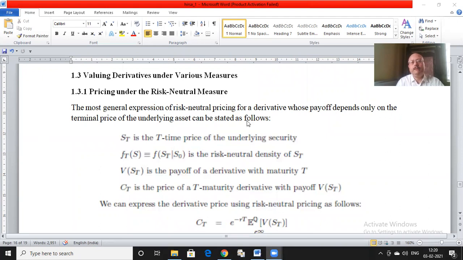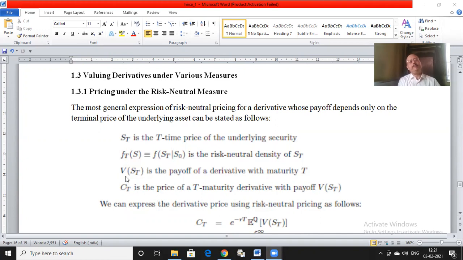So the most general expression of risk neutral pricing for a derivative whose payoff depends only on the terminal price. So these are European type things. So let's start with the simple ones, only on the terminal price. So there is no path dependence as of now. Of course, later on we will do that. So how is it stated? Capital S_T is our time T price of the security, which is the terminal time. F is our risk neutral density, and F_T will be the risk neutral density of the terminal time stock price, of course conditional on the initial stock price. This is the information we have now.